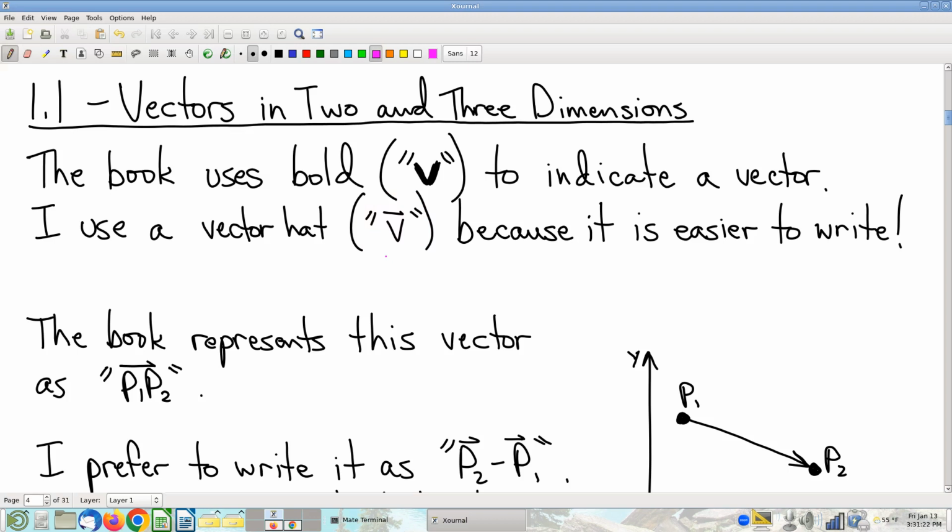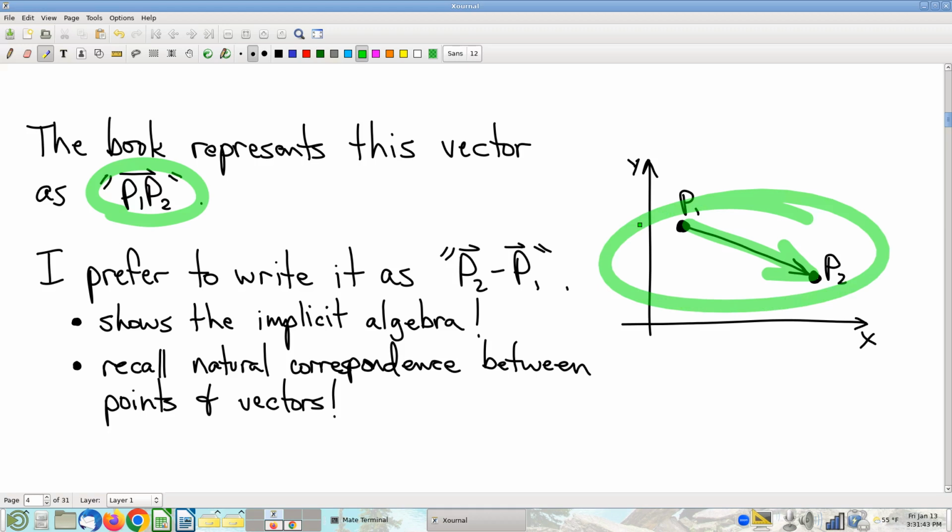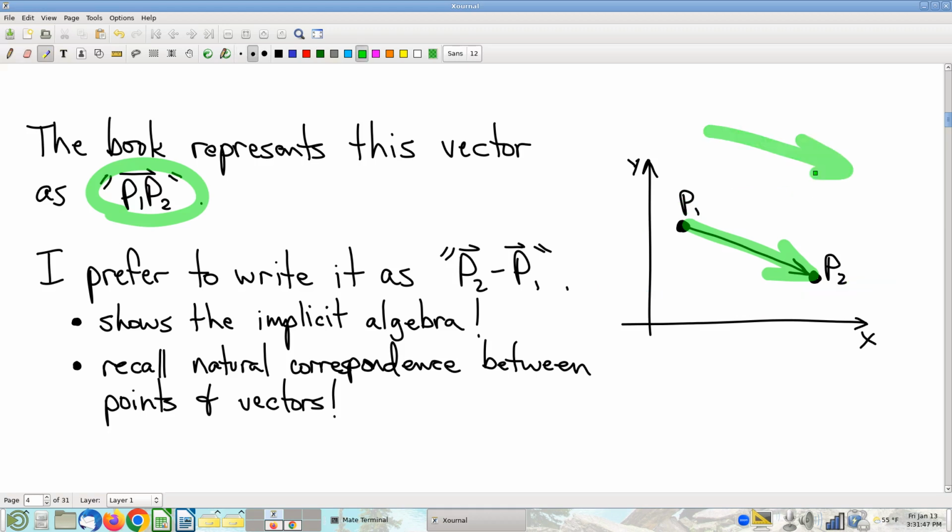Okay. Second thing, the book uses a notation that slightly bugs me. It's not wrong or anything. It's fine. But they use that notation to represent this vector. There's a couple of things that I don't care for about that. For one thing, this vector is the exact same vector as that. Let's try to draw it parallel here. That and this and this. That's all the same vector.